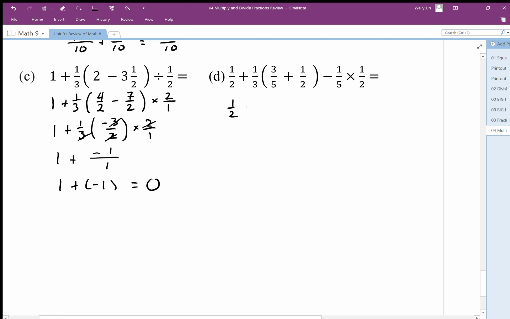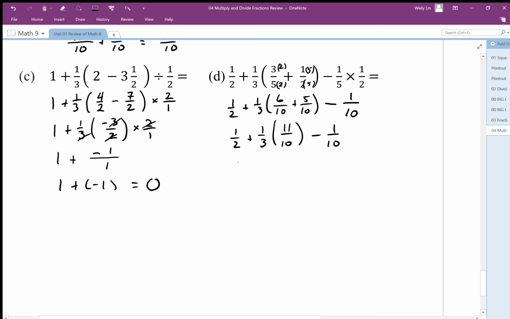Again, we want to do brackets first, get a common denominator, times 2, times 2, times 5, times 5. So 6 over 10 plus 5 over 10. We're going to do the subtraction. And we'll do the times first. So 1 times 1, 5 times 2. Okay, and then we can do the brackets. So we end up with 1/3, 11 over 10, minus 1 over 10.